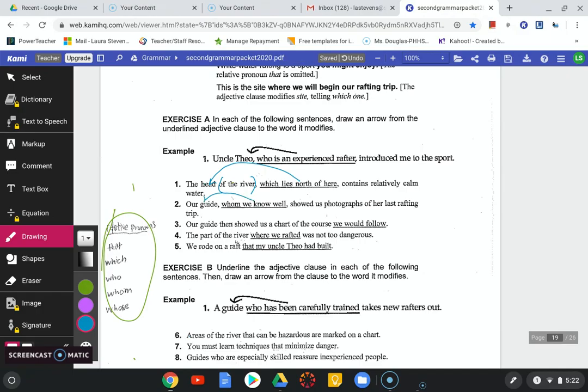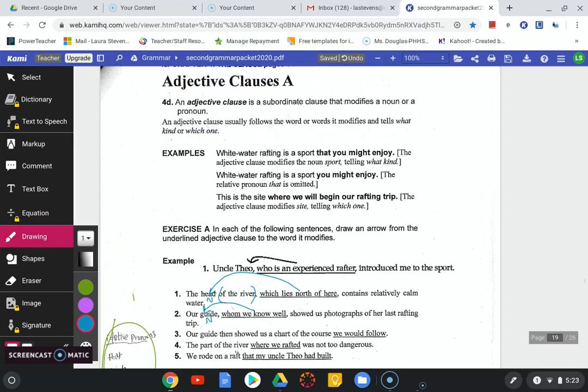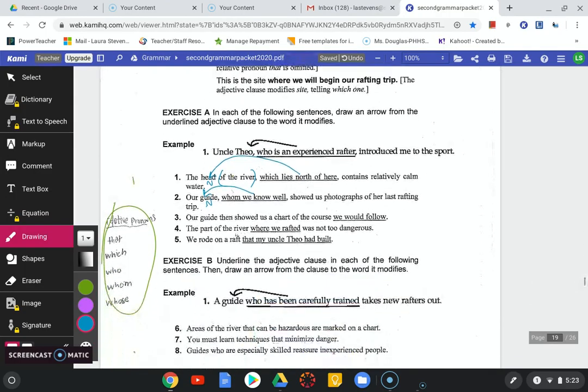Who do we know well? Our guide, right? Like both of these are nouns. These are again like our adjective clauses. Where do we follow the course? And then where do we raft? The part of the river that my uncle Theo built. What did he build? A raft? All these are describing nouns. So that means they're adjective clauses. Adjective clauses describe nouns and pronouns.